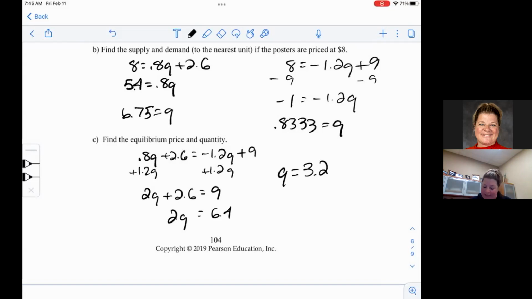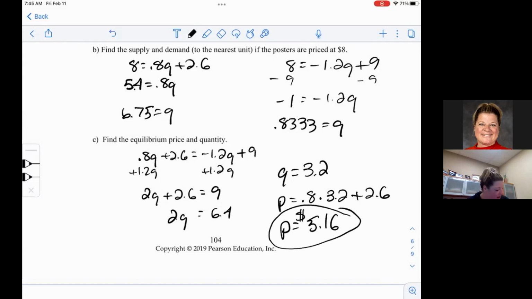Okay, let's substitute that back into either equation. So we could go P is equal to 0.8 times 3.2 plus 2.6. That was the one that had all the positives. Excuse me. 0.8 times 3.2 plus 2.6 is 5.16. So we're going to charge $5, right? For a quantity of 3.2. Seems a little low, but there you go.